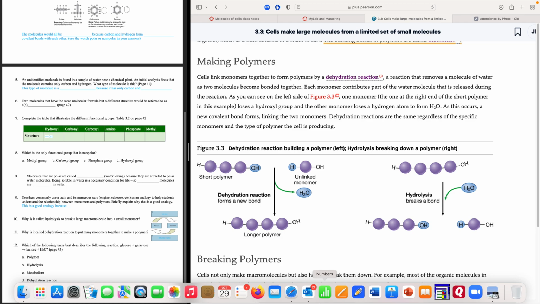Yeah? Say again? Number 10 or 11? Number 10 is hydrolysis. So here's the picture of hydrolysis. So it says, why is it called hydrolysis? If we're breaking this up, we also have to split water. So hydrolysis means to split water so we could use the components of water to patch up the broken ends of the polymer. They do a nice visual right here.